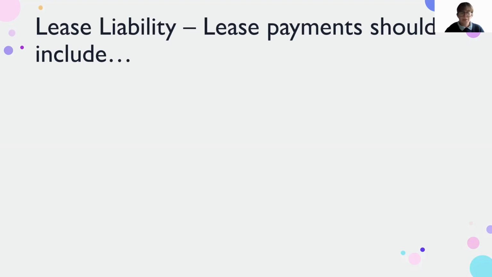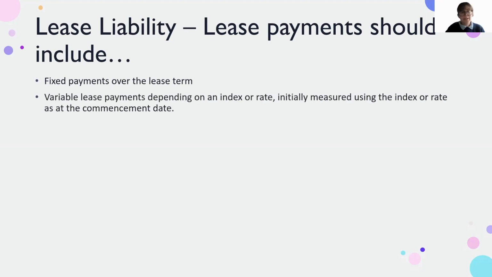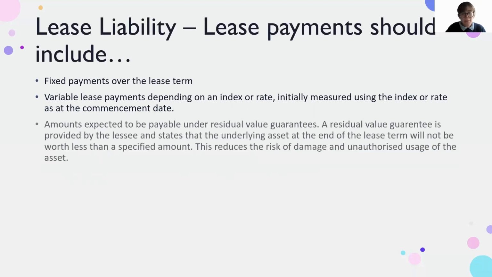So lease payments should include the following: any fixed payments over the lease term, any variable lease payments dependent on an index or rate. This will be initially measured using the index rate as at the commencement date. Any amounts expected to be payable under residual value guarantees.